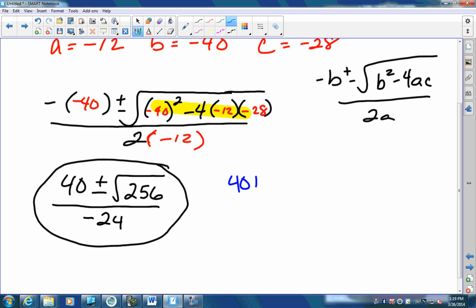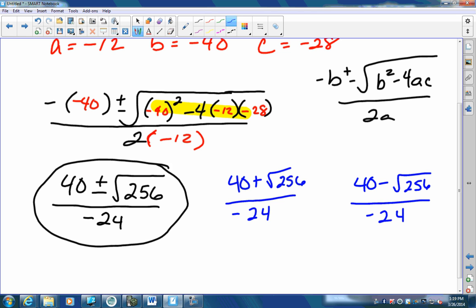So 40 plus the square root of 256 divided by negative 24. 40 minus the square root of 256 divided by negative 24. How did I get a positive 40? Because a negative times a negative.